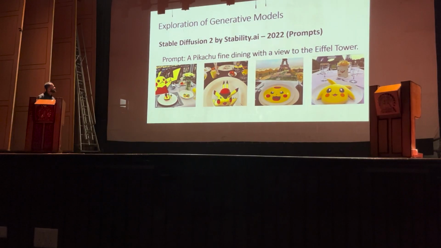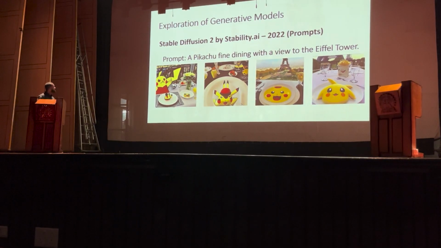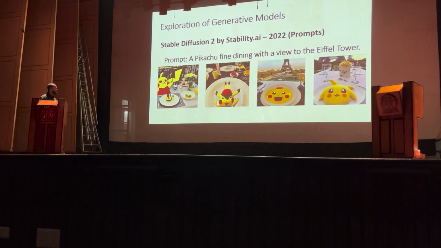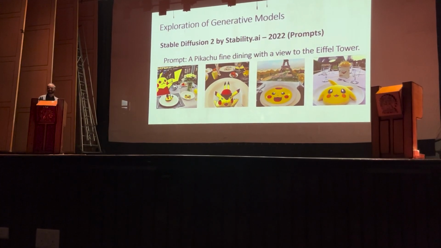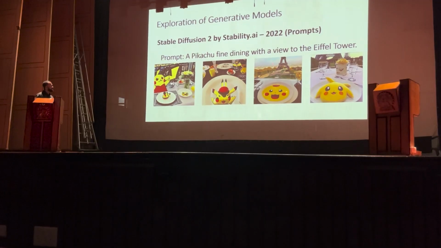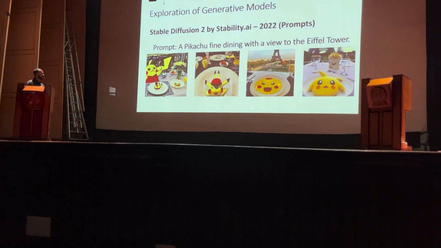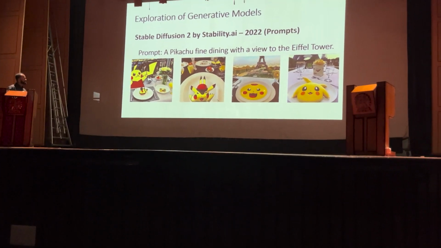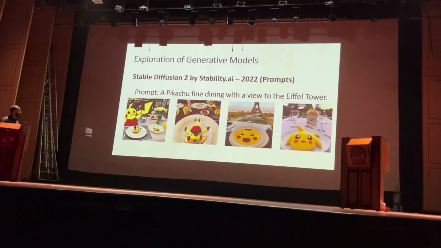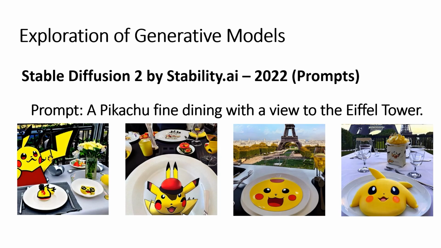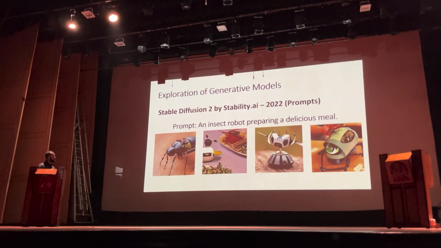There are some images from the prompts for Stable Diffusion 2. A Pikachu fine dining with a view of the Eiffel Tower. You can see that the model was able to generate very realistic looking images for such an unusual caption that we have over here. And then an insect robot preparing a delicious meal.